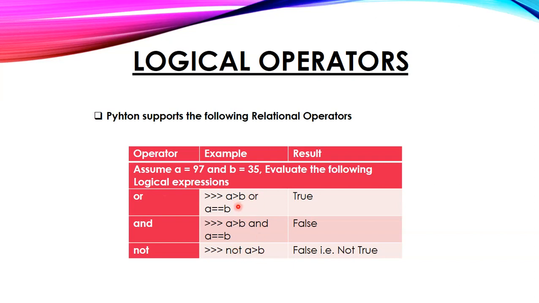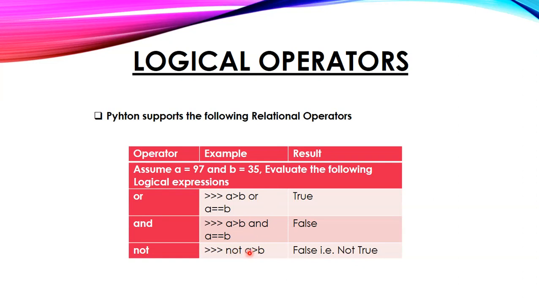How it works: A is greater than B or A is equal to B. There are two conditions, and if any one of the conditions is true, then the answer will be true. In the case of and, it has to satisfy both conditions. A is greater than B: the first condition has to be true, and the second condition also has to be true. If both conditions are satisfied, then the answer will be true.